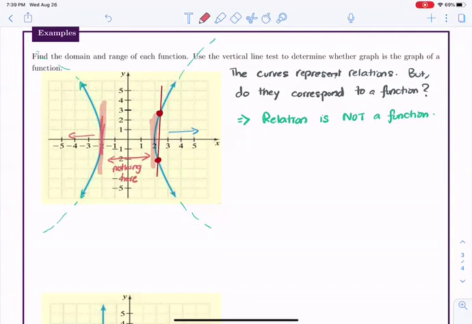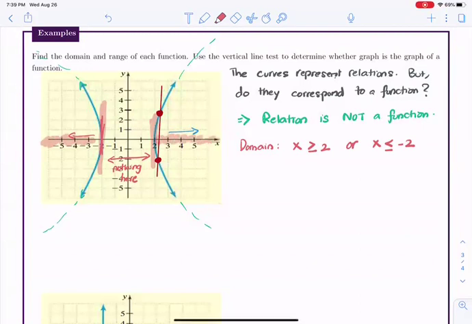So there is nothing here. So the x values cannot include numbers between -2 and 2. So the domain would be x greater than or equal to 2, or x is less than or equal to -2. So all of those values are okay for x.